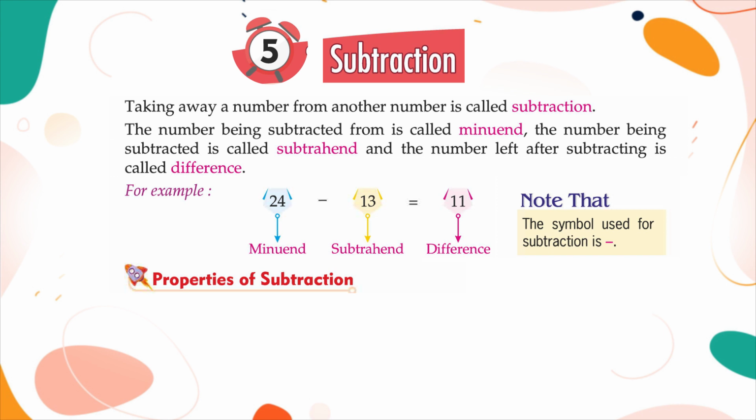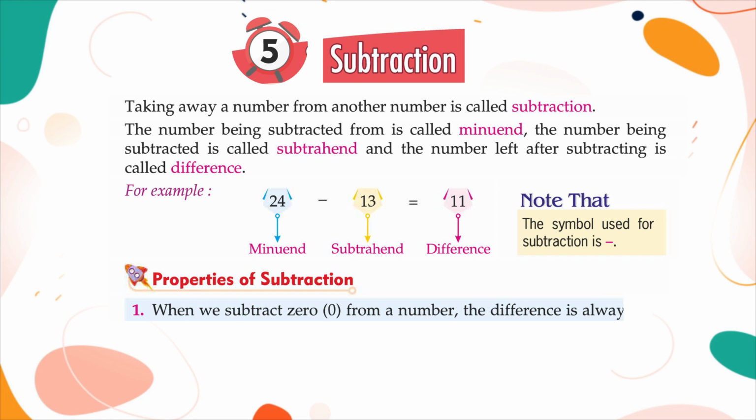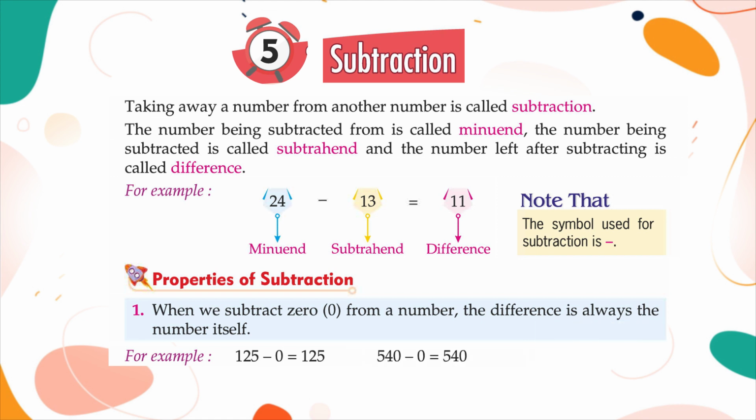Properties of subtraction. 1. When we subtract 0 from a number, the difference is always the number itself. For example, 125 minus 0 is equal to 125. 540 minus 0 is equal to 540.